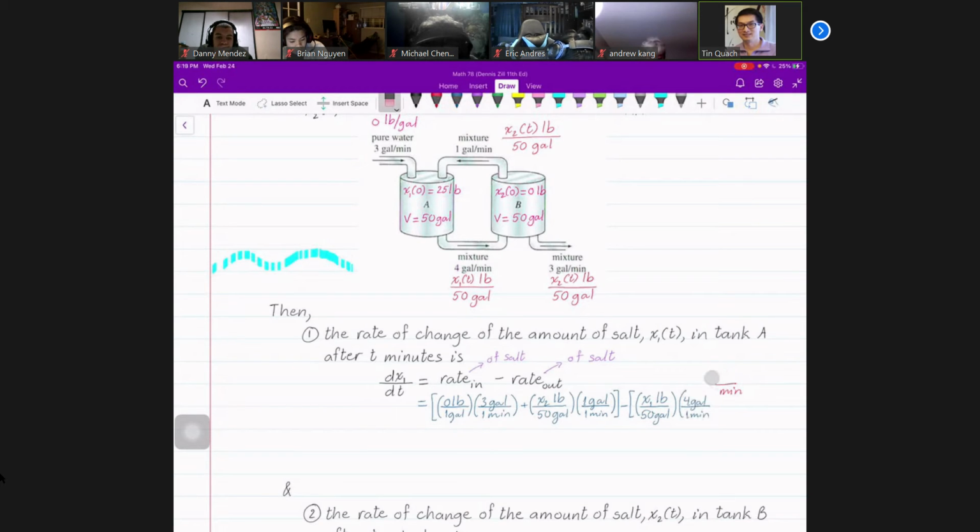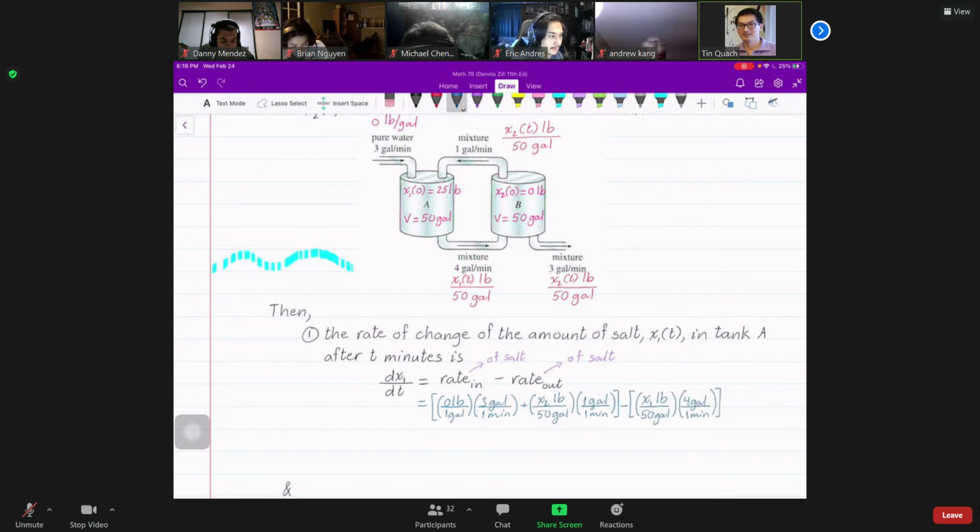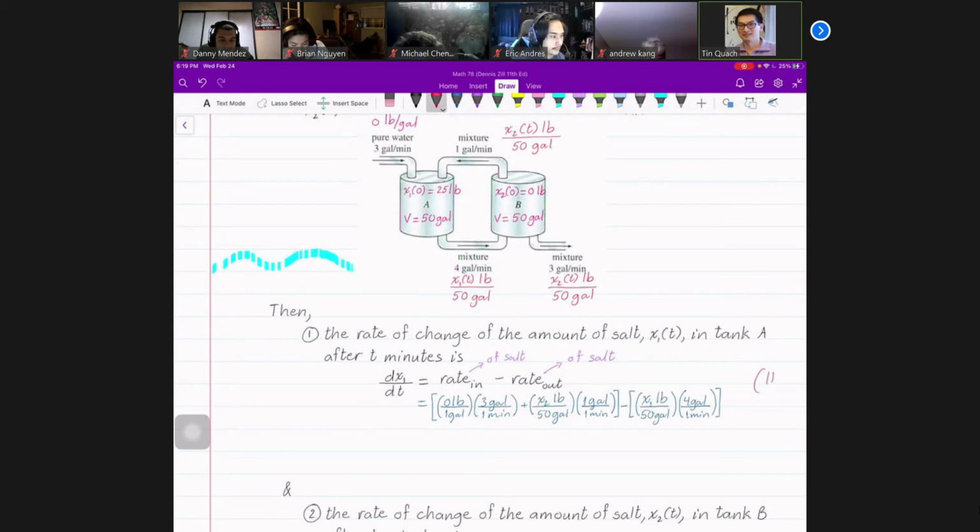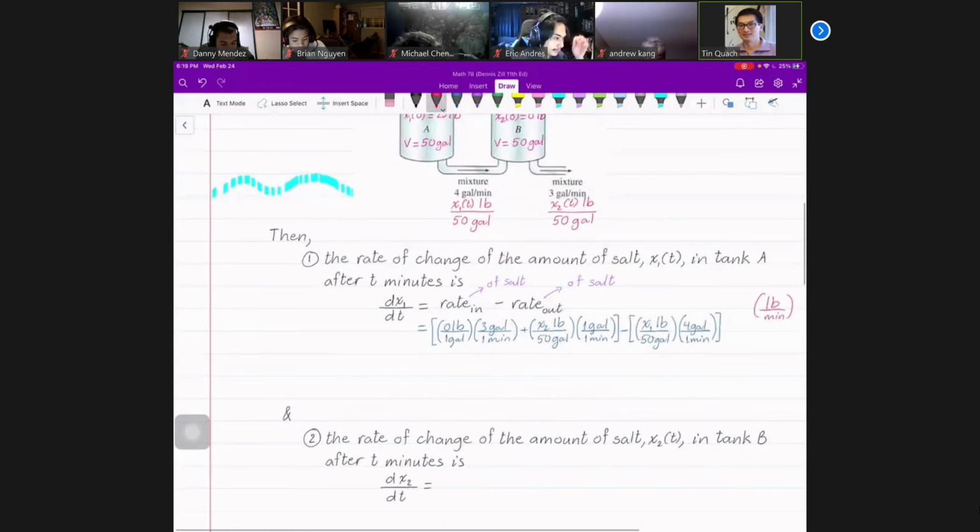I'm going to take this away. And then check to make sure that you always get pounds. So that's pounds over minute. Let's reduce: gallons over gallons cancel out, so you get pounds over minutes. Okay, so let's get your final differential equation.